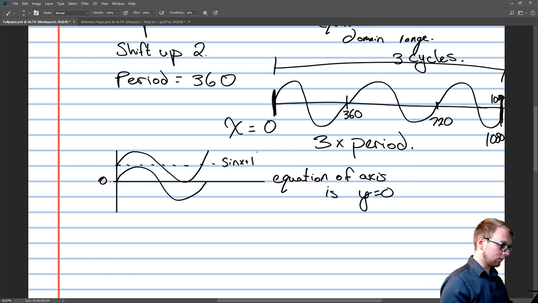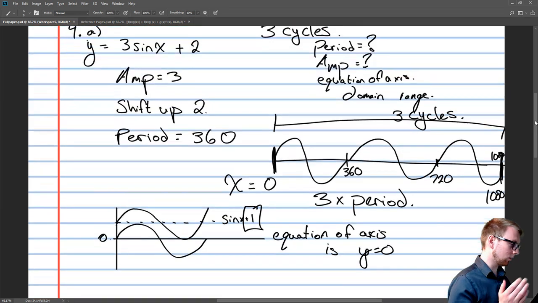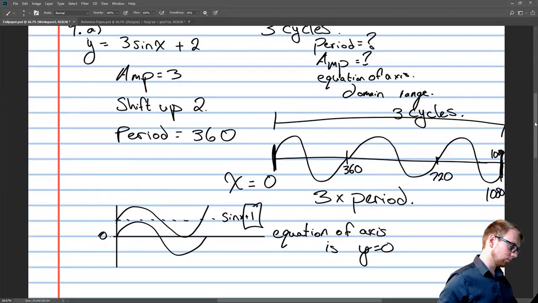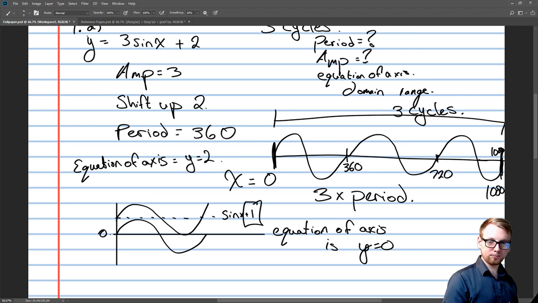So our shift is our equation of the axis. For us, our equation of the axis is our shift up, which is 2. So the equation is y equals 2. Make sense?